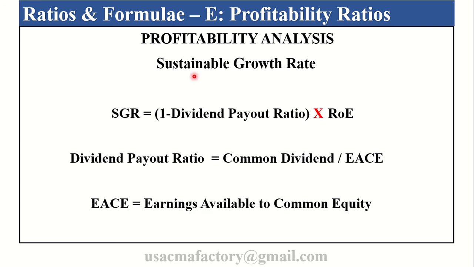Now, sustainable growth rate is equal to 1 minus dividend payout ratio times return on equity. Dividend payout ratio is equal to common dividend paid to the common shareholders divided by ESE, which means earnings available to common equity.